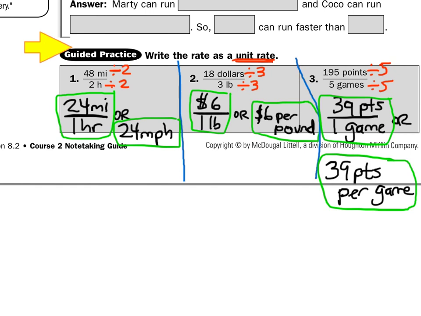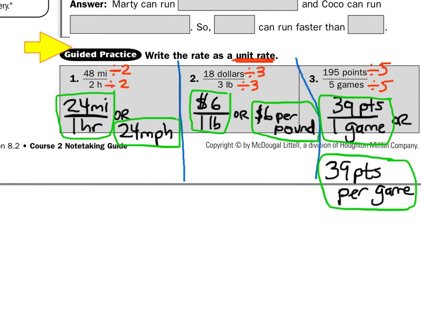Okay, take a look at number 1. 48 miles over 2 hours. If we have to write it as a unit rate, look at the denominator, the 2 hours. And that means you're going to divide both the denominator and the numerator by 2. And that's going to give us 24 miles over 1 hour. Now you could write it like a fraction like that, or you can say that would make it 24 miles per hour. And you've seen miles per hour if you've been driving with your parents or your family, and you look at the speed limit sign, they'll just put MPH, and that means miles per hour.